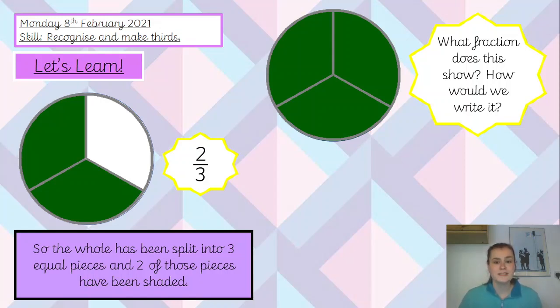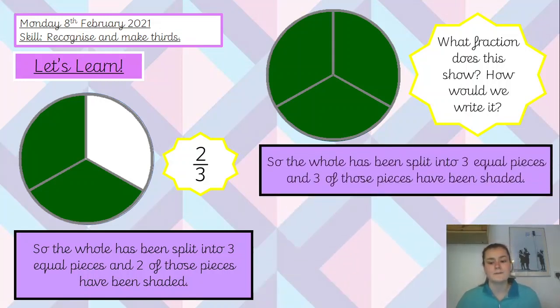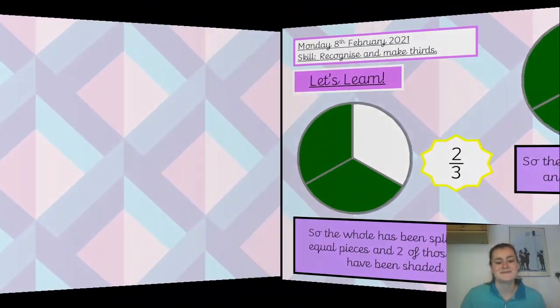Okay, so we could write it with our numerator of 3, the top number, over the denominator 3. So it would be 3 and a line with 3 underneath it. But it would be easier to just write the number 1, wouldn't it? Because we've got a whole number 1. So we've got one whole, so we just write it as a number 1. So the whole has been split into 3 equal pieces and 3 of those pieces have been shaded. So we could do it as 3 over 3, but it would be easier to just write it as one whole. Well done.